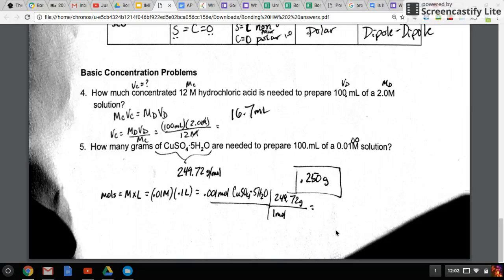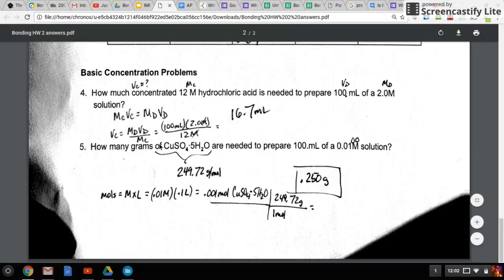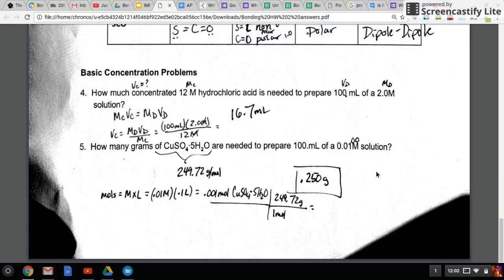Number 5 is a basic molarity problem, but it does involve a hydrate. So we have copper 2 sulfate pentahydrate. You have to get the molar mass of that. So you're going to find the mass of the copper 2 sulfate and add the mass of 5 waters, resulting in this molar mass. We have molarity and liters. And so you would multiply those together to get your moles, and then use molar mass to convert to grams. If we had 3 sig figs in here, it would be 0.250 grams. I think the way it's actually written, it would end up just being 0.2 grams for the correct number of sig figs.